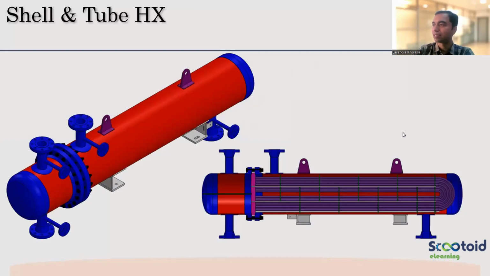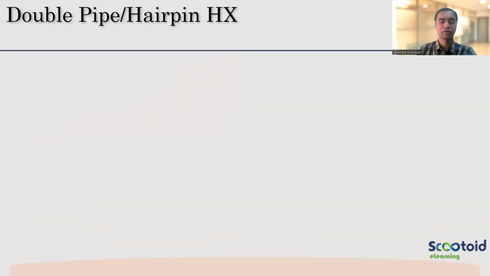Yes, you can see the outer portion, the red part, is a shell. And inside the shell, what you see, the magenta or purple color, that's your tubes. We'll talk in detail about this. As of now, just why is it shell and tube? It has got a shell and tubes. Great. Let's move on.